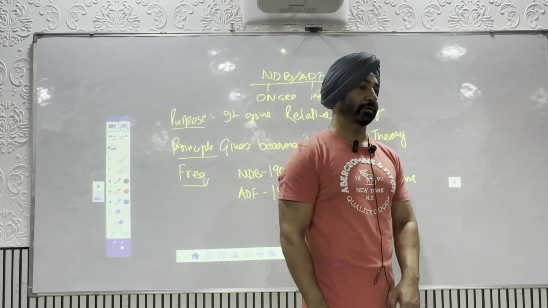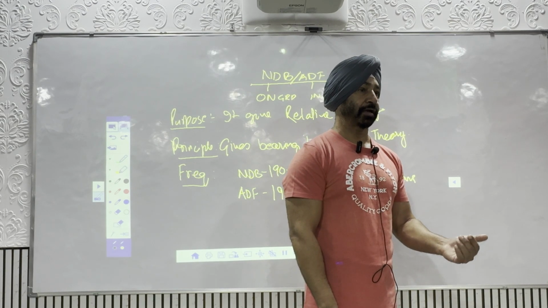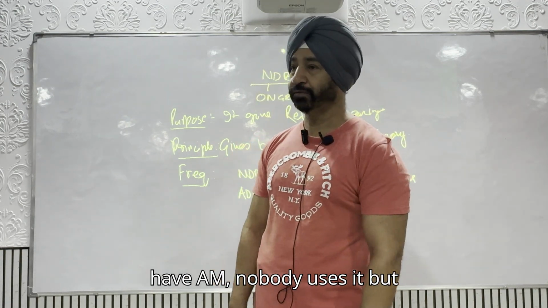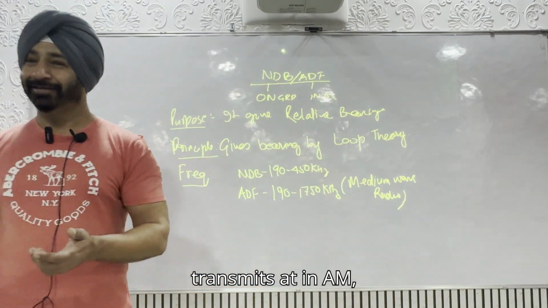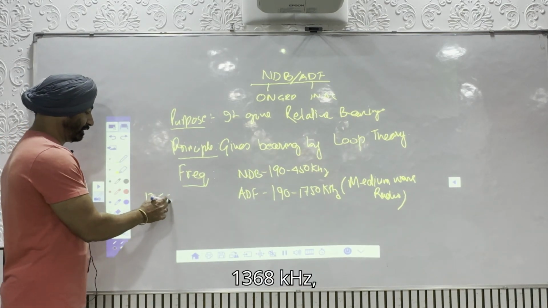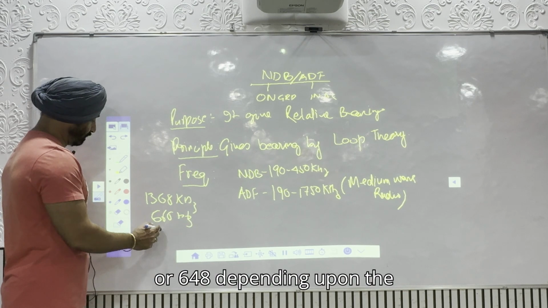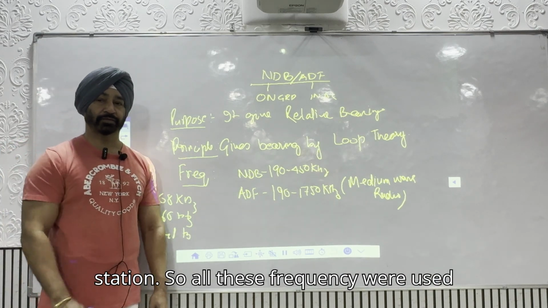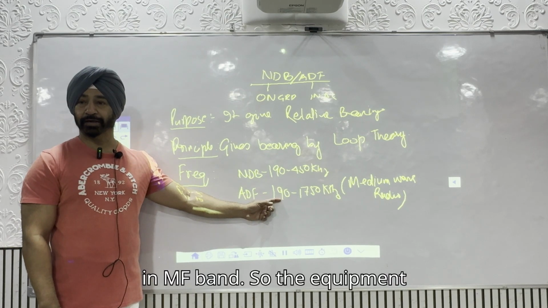Nowadays FM works in megahertz. No one uses AM radio, amplitude modulation. In the car also you have AM, nobody uses it, but you have All India Radio which still transmits in AM. The frequencies are 1368 kilohertz, 666 kilohertz or 648 depending upon the station. So all these frequencies were used by medium wave radio in the MF band.